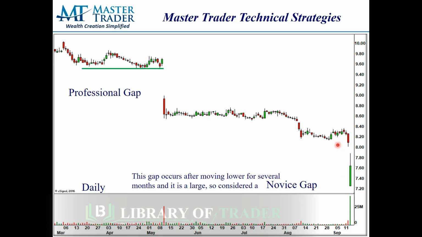This gap, that's a very large gap, and while this was after a consolidation, it has been going down for quite a while. It's moved down from about the $10 area all the way down to the $7 area and on a very large gap. This is considered a novice gap.